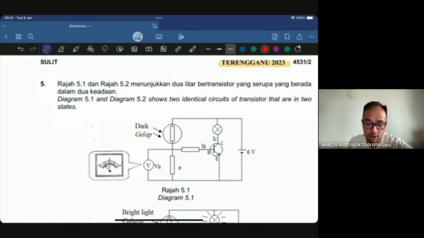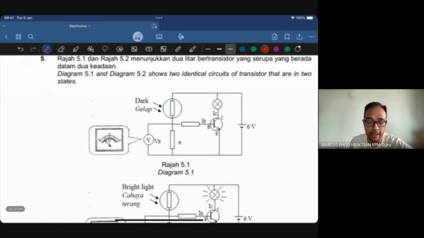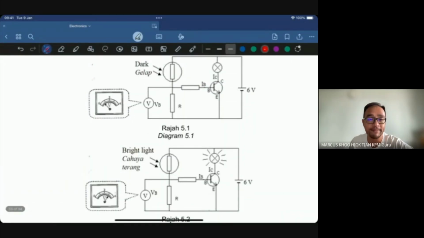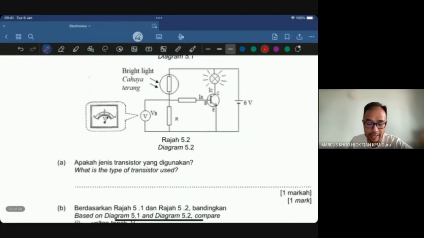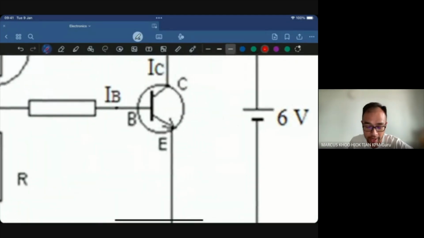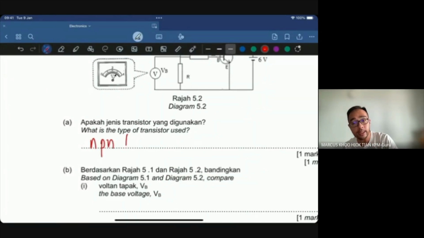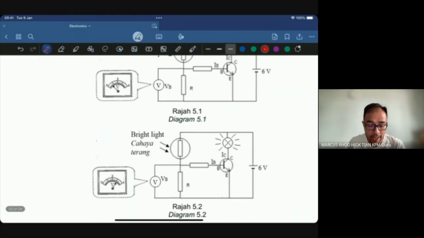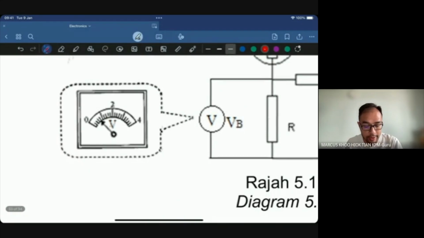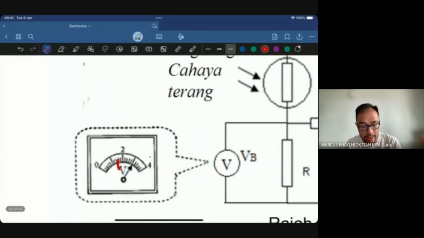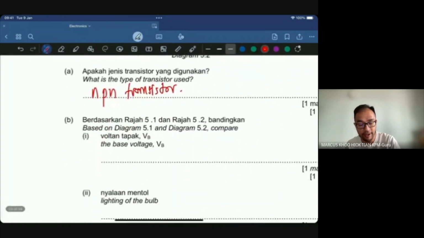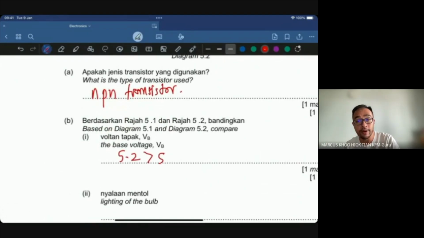Terengganu 2023, diagram 5.1, 5.2 shows two identical circuits that are in two states. Dark and bright. What is the type of transistor used? Take a look at the arrow. It's pointing downwards, so it will be an NPN transistor. Compare the base voltage. If you take a look at this deflection and this deflection, it's quite obvious that 5.2 is bigger than 5.1.